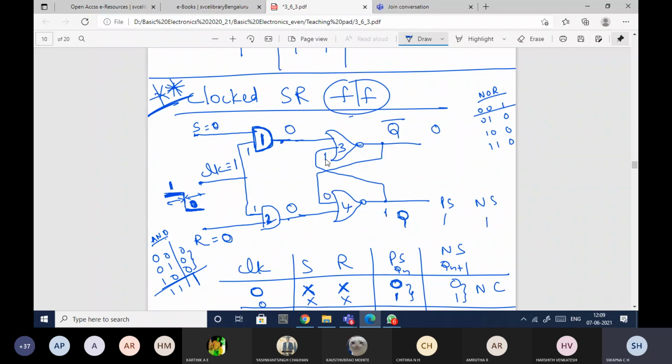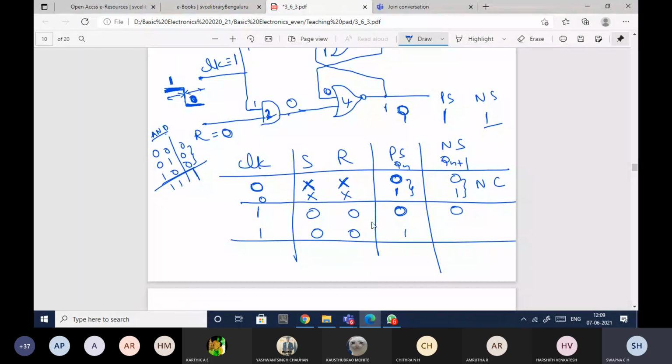This 1 will go to the third gate again. So 0, 1, the output will be equal to 0. This 0 will come back here. So 0, 0, it will be 1. So if you observe, Q and Q bar are complement of each other, and if the present state is 1, the next state is also 1.